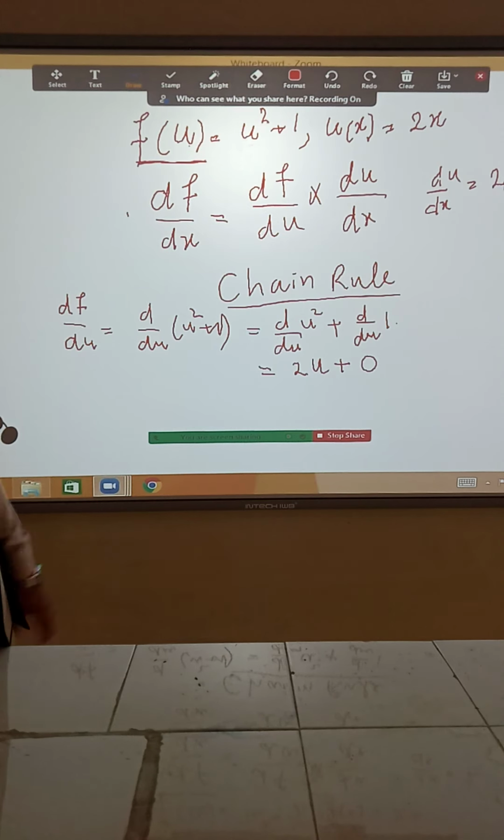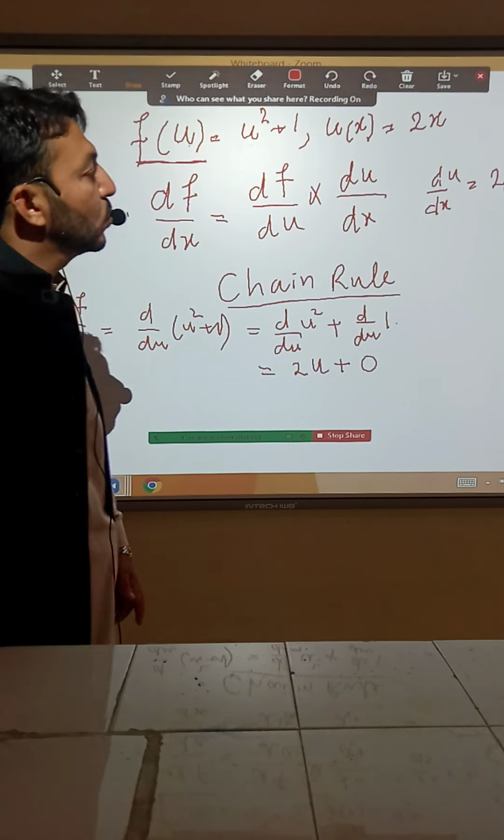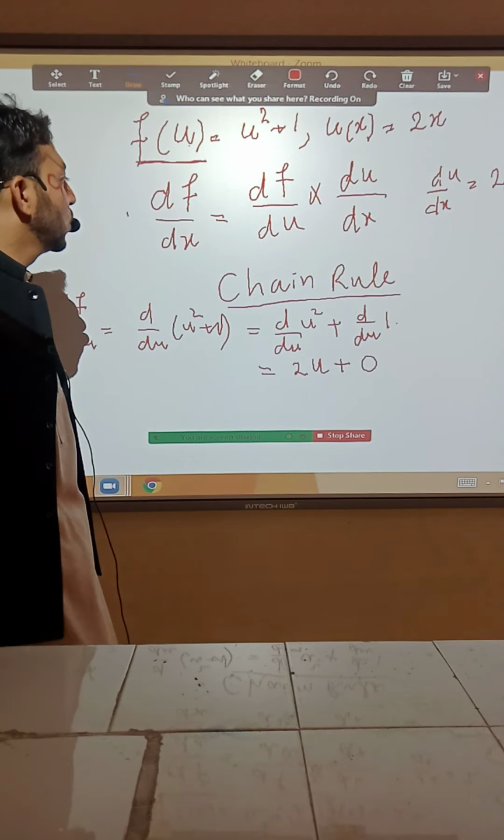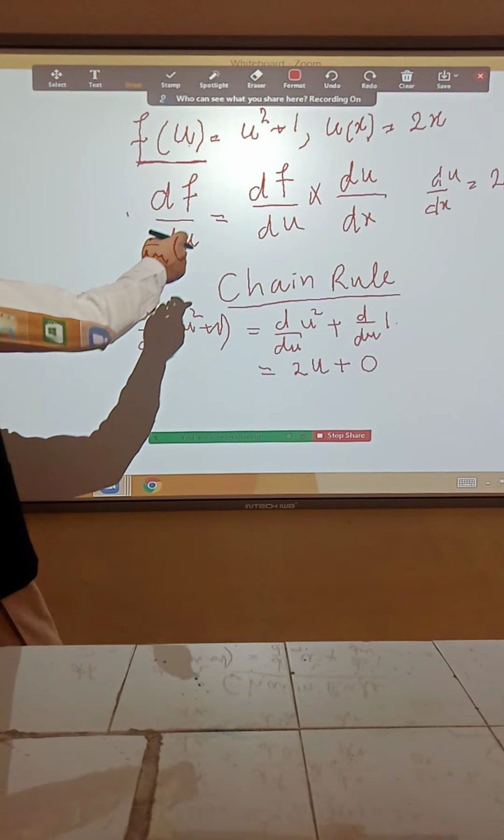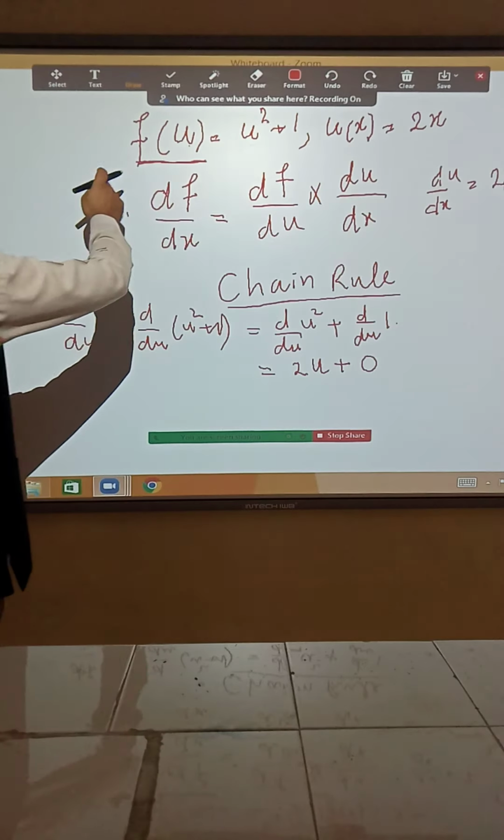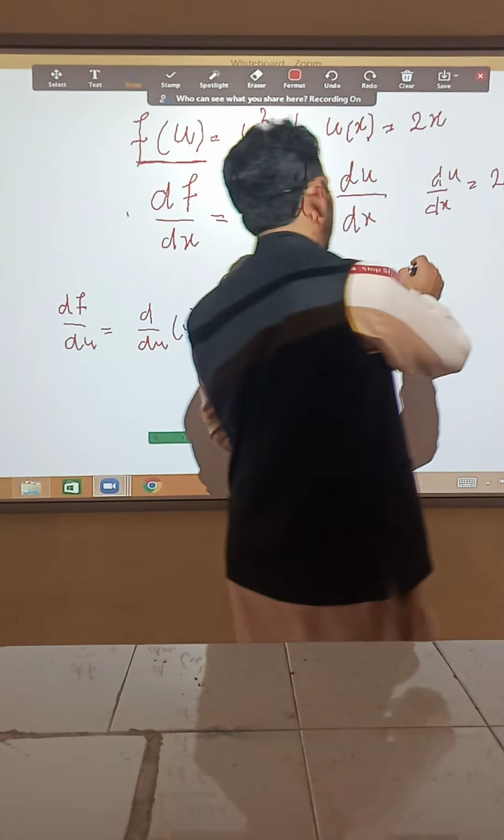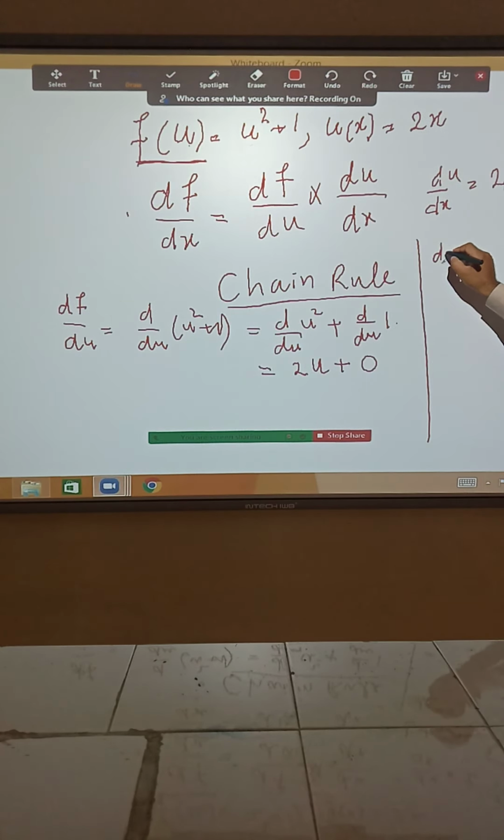2 आगे आ जाएगा, x का डेरिवेटिव विद रिस्पेक्ट टू x हमारे पास 1 के बराबर होता है, तो यहाँ 2 multiplied by 1 you will get 2. So by chain rule, the derivative of the given function df with respect to dx, that is equal to 2u multiplied by 2. So that is equal to 4u.